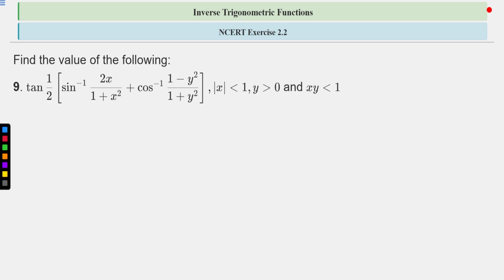Okay, let's move to the next question. Next question is find the value of the following expression, and the expression is tan of 1 by 2 sin inverse 2x upon 1 plus x square plus cos inverse 1 minus y square upon 1 plus y square, when mod x less than 1 and y greater than 0 and xy less than 1, right? We basically have to find the value of this expression, right? So you have 10 seconds to solve or think about this question. After that, we will discuss the solution part, right?